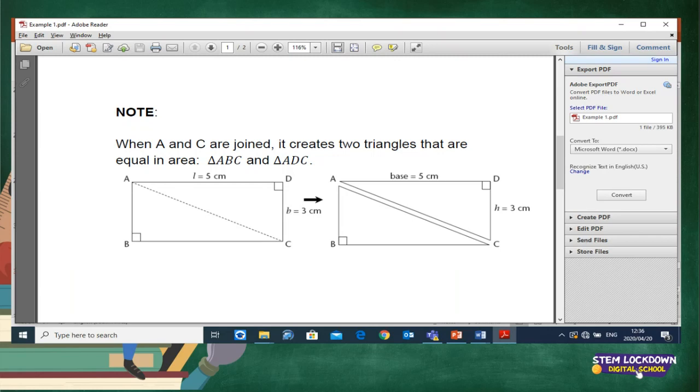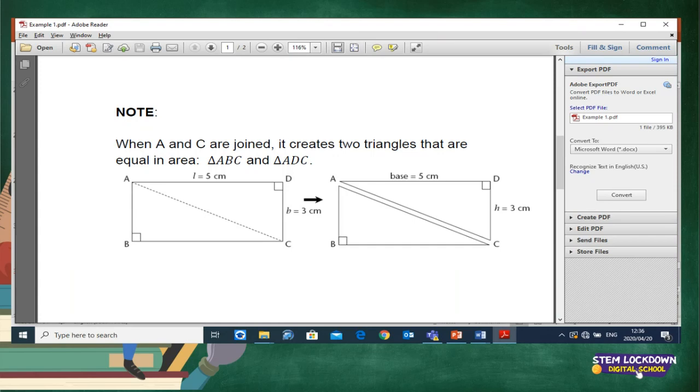How do we know that they are equal? Remember, the rectangle has 2 equal sides. Both lengths of a rectangle are equal, and it also has a pair of breadths that are equal. So that's how we know now that triangle ABC is equal to triangle ADC.